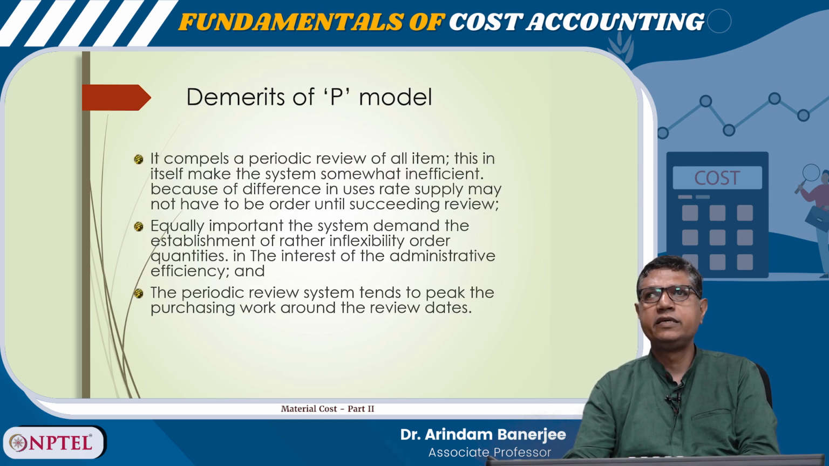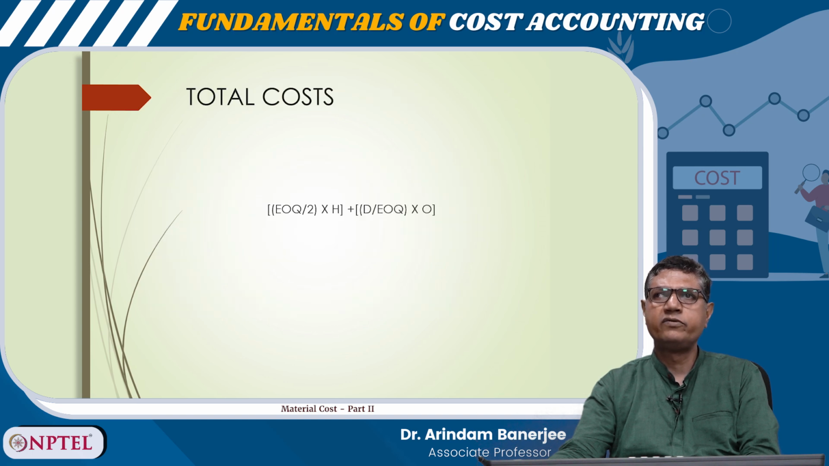What are the demerits? It compels periodic review of all items. This in itself makes the system somewhat inefficient because of differences in use. The rate of supply may not have to order until the succeeding review. Equally important, the system demands the establishment of rather inflexible order quantities in the interest of administrative efficiency, and the periodic review system tends to pile up the purchasing work around the review dates. So, these are the demerits of the P model.